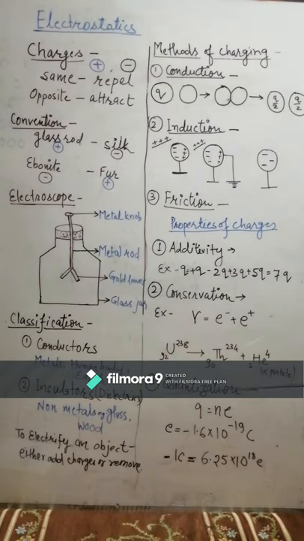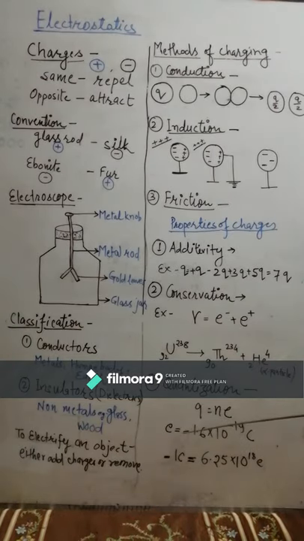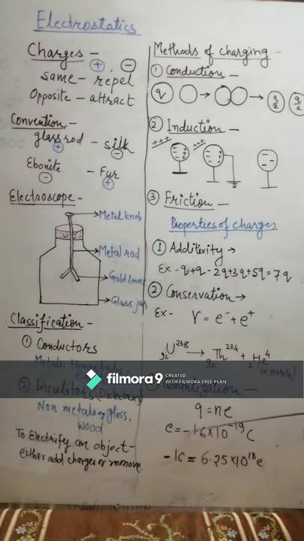Third property is quantization. The total charge on any system is an integral multiple of the basic charge of the electron, or you can say proton, because both have the same charge. The charge of an electron is 1.6 into 10 to the power minus 19 coulomb. In case of a proton, it is positive. So the total charge is an integral multiple of e. The unit of charge is coulomb.